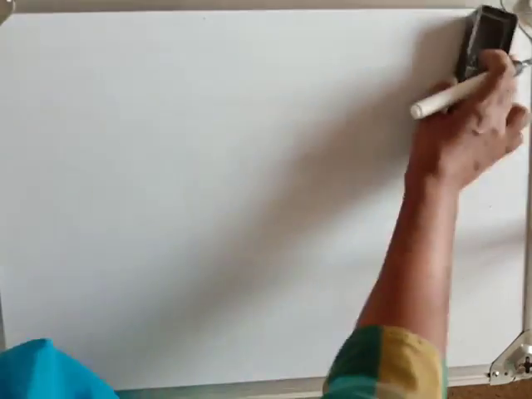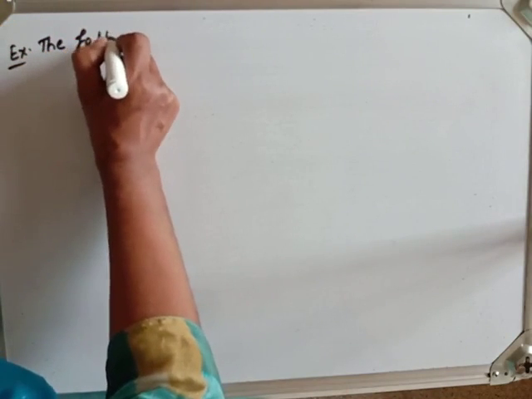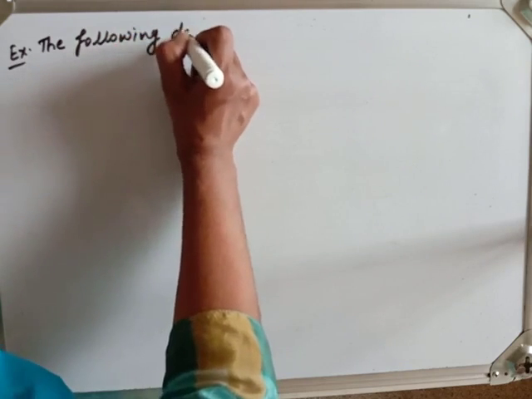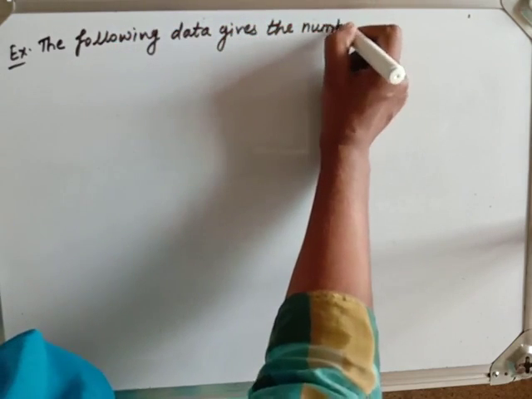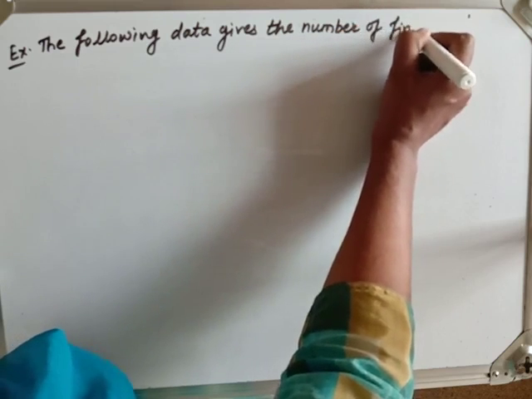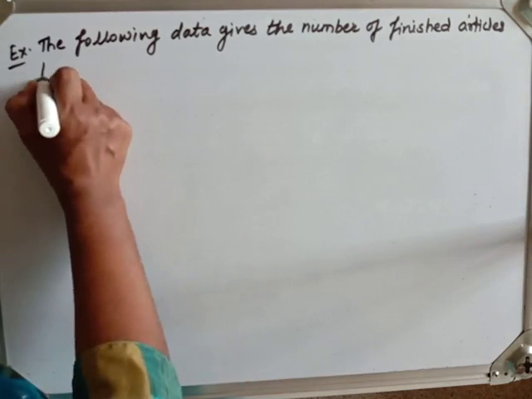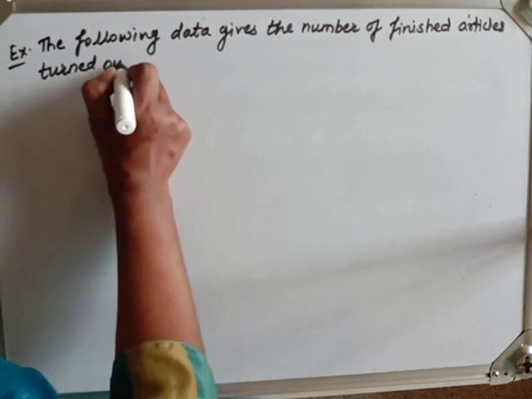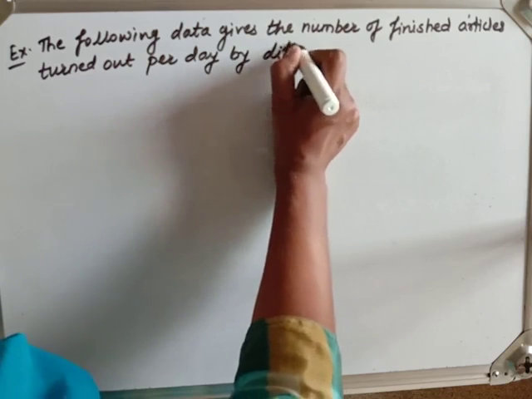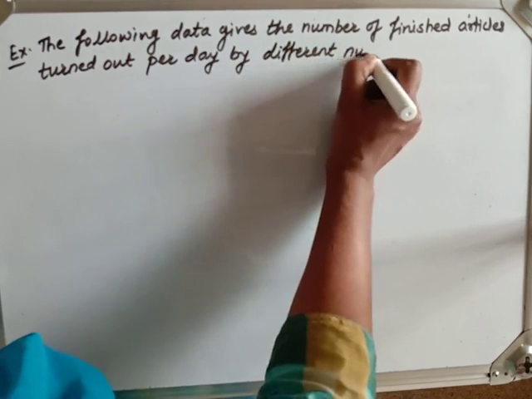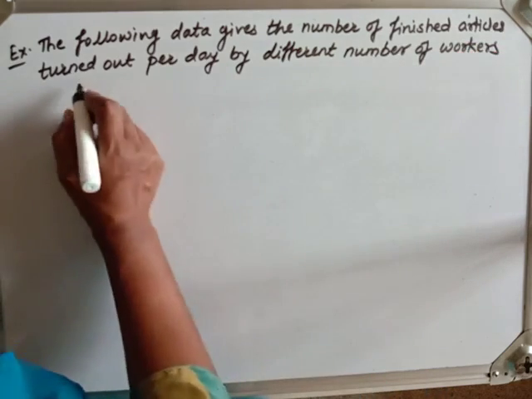Now let me take one more example. The following data gives the number of finished articles turned out per day by different number of workers in a factory.